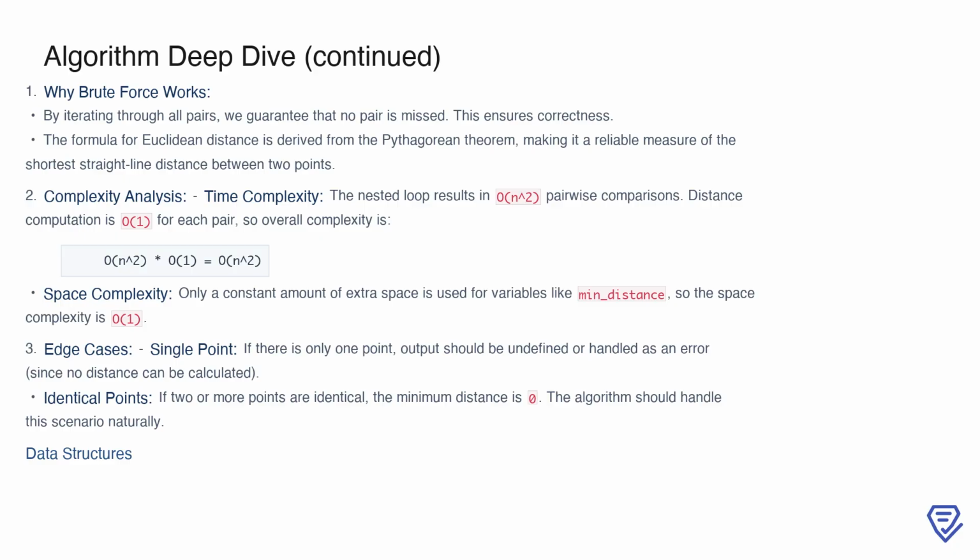There are some edge cases to consider as well. For example, if there's only one point, no distance can be calculated, so this scenario should either produce an error or be explicitly handled. On the other hand, if two or more points are identical, the minimum distance will naturally be 0, which the algorithm handles correctly without any special modifications.